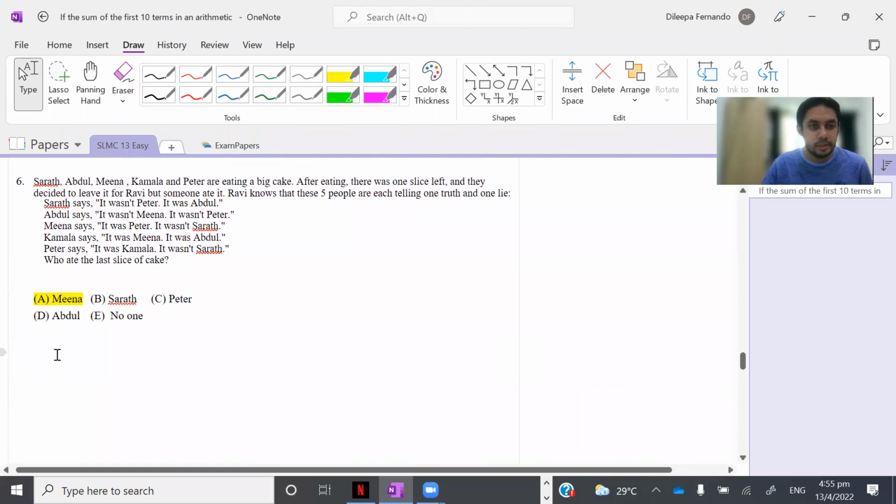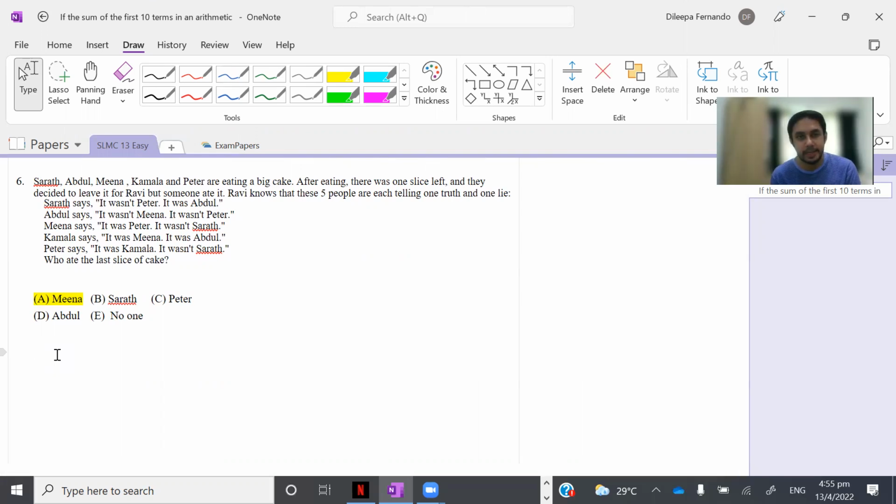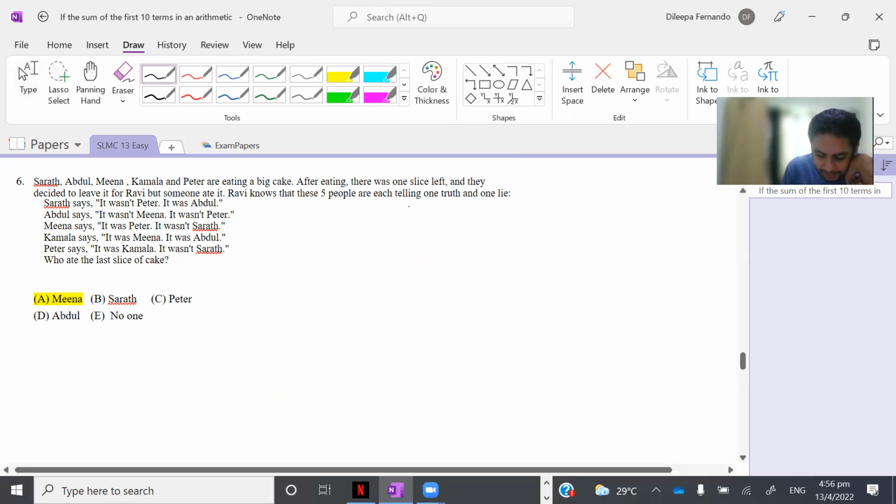Right. Now let's go to the sixth question. So this is a logic question. You can see there are five friends eating a big cake, and one other friend is left out. So he saw that his part is also being eaten. Now he asks each one about the status of the cake, the piece of cake, and it is given that each one says exactly one truth and exactly one lie.